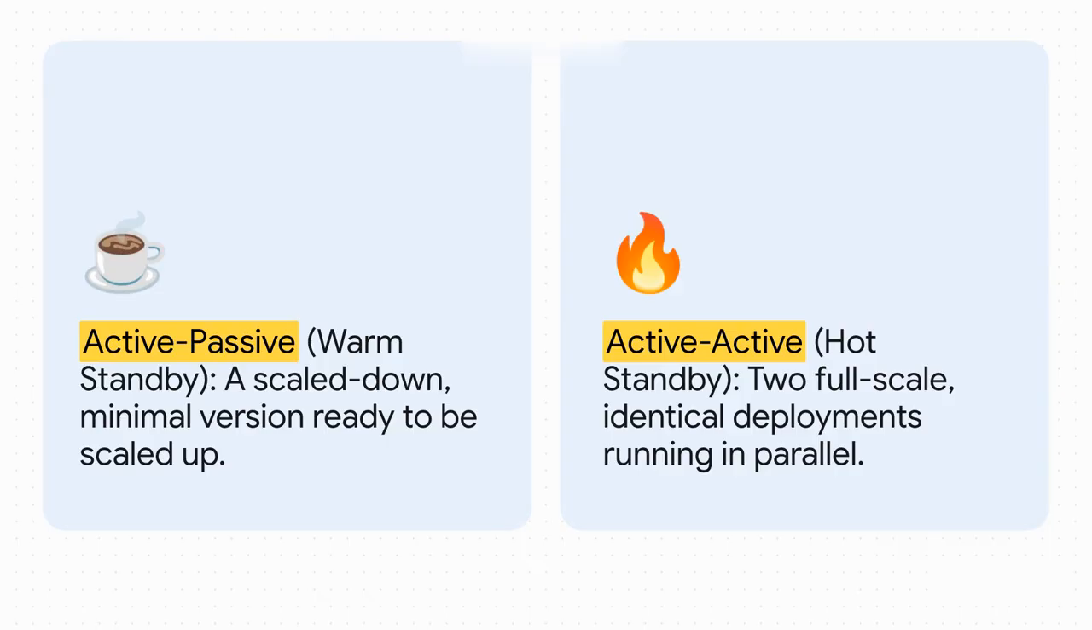Think of active-passive, or warm standby, like this. You have a second region with a small, scaled-down version of your application just sitting there, ready to be scaled up at a moment's notice. On the other hand, active-active, or hot standby, means you have two full-scale, identical deployments running at the same time, and both of them are serving live traffic. This choice right here is the fundamental trade-off you're always going to make between cost and recovery time.